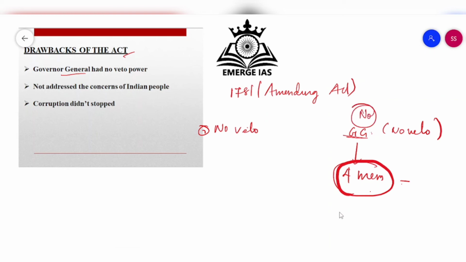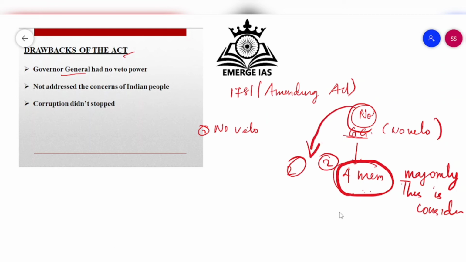Another way we can say it is that only the majority of the executive council is considered, and even if there is a tie, like 4 members, 2 of them supporting one side and 2 of them opposing, then only the Governor-General will be able to vote in this situation. Otherwise the Governor-General had no power in intervening in the passing of a bill, and this is considered one of the major drawbacks of the Regulating Act of 1773.